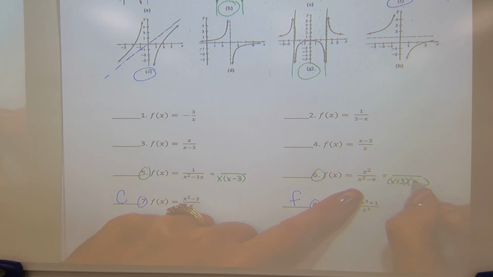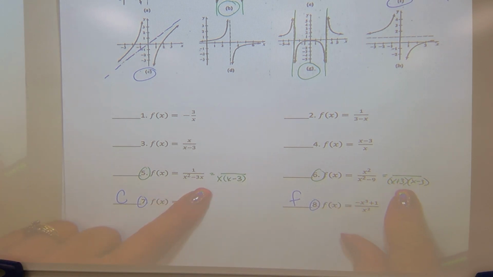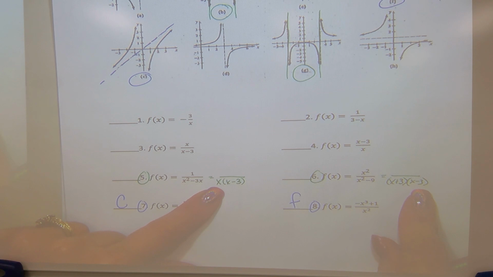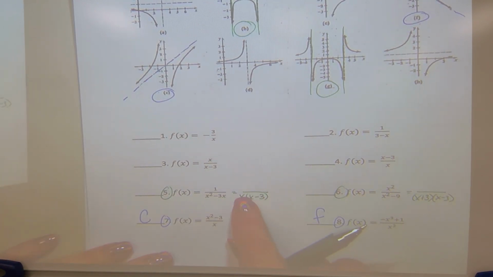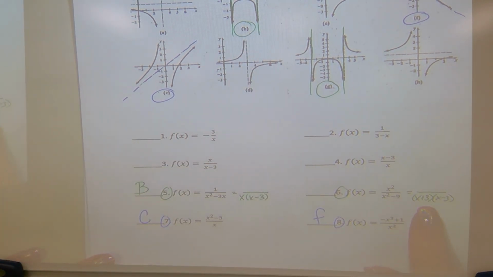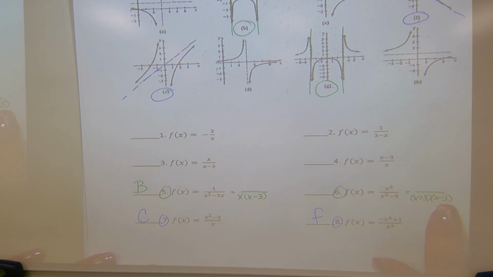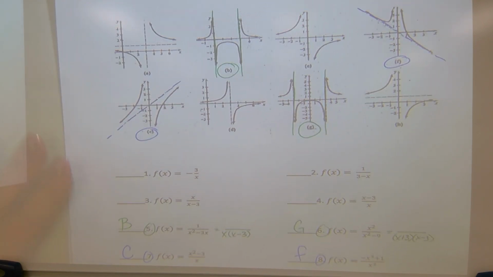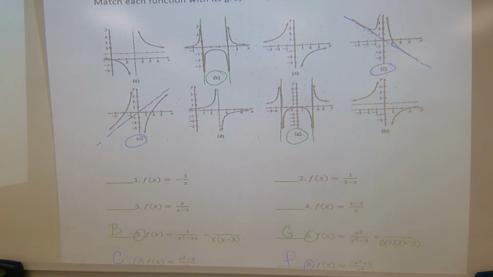So it factors to give me conjugate pairs, and then I just have to match up these values to the correct vertical asymptotes. Number 5, if I set those equal to 0, I get 0 and 3, so that has to be graph B. Number 6, if I set those equal to 0, I get -3 and +3, so that goes with graph G, and we're halfway done.